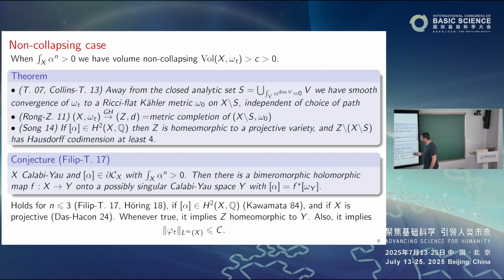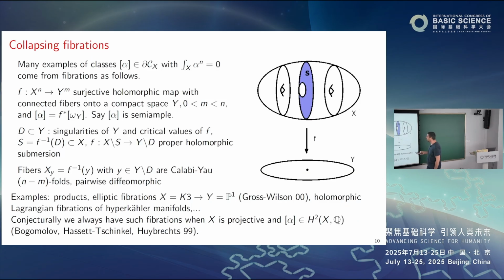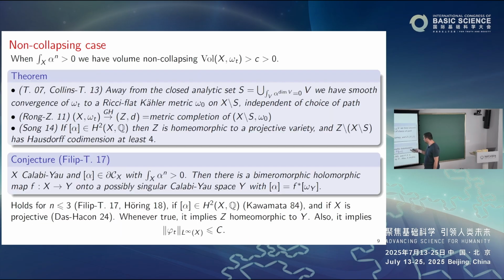Okay. So let's move on to the collapsing case. So the collapsing case would be when the limiting class has 0 volume, or equivalently, the Ricci-flat metric's volume is shrinking to 0. So you would ask, oh, sorry, I forgot to say that there are many examples of this setup.